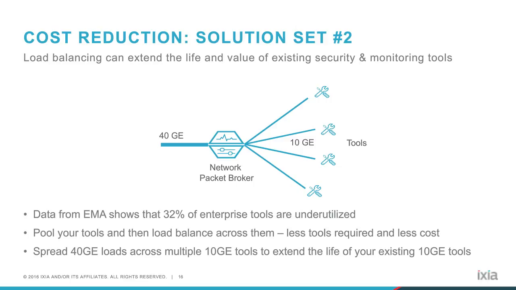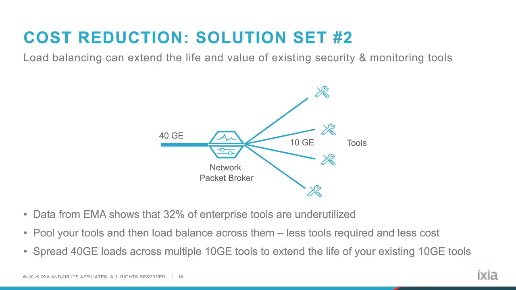This can be a big help as IT budgets aren't infinite and can often get cut for other business needs. With load balancing, you might be able to do the network conversion you want this year and then purchase additional higher rate monitoring tools over the course of the next couple years.